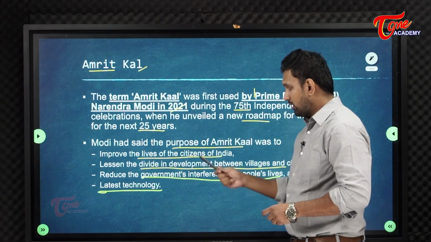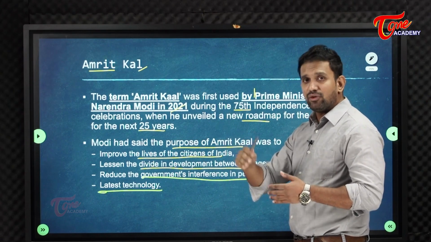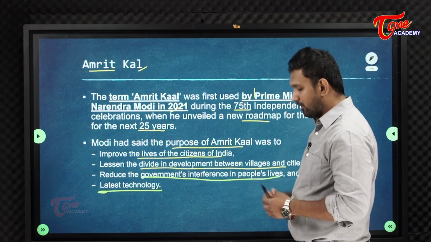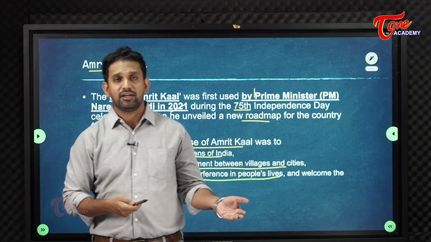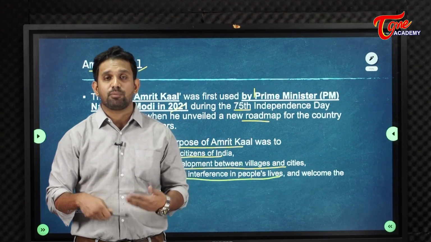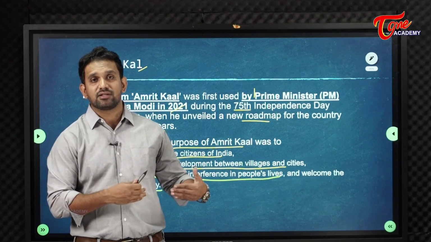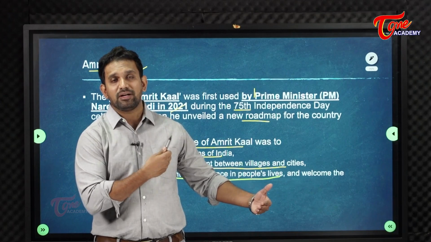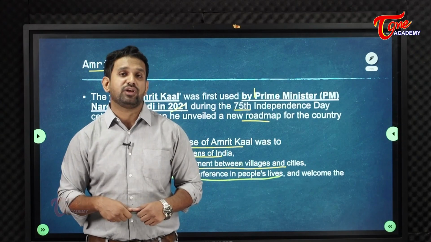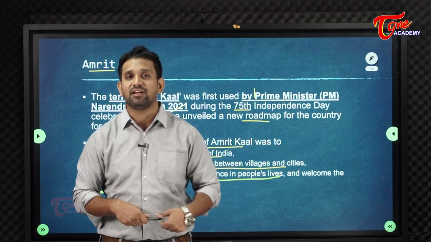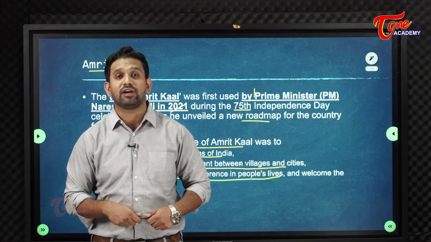Number 1, improve the lives of citizens of India. Number 2, lessen the divide between rural areas and cities. Nothing but what? In rural areas also, per capita income should increase like in urban areas. In rural areas also, infrastructure, pakka roads, should be there like in urban areas. In rural areas also, government services should be very much accessible to the people, just like in urban areas. Every mandal, every taluka, every 5 kilometers you will find a government office.